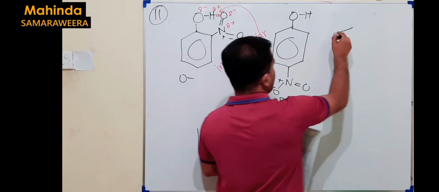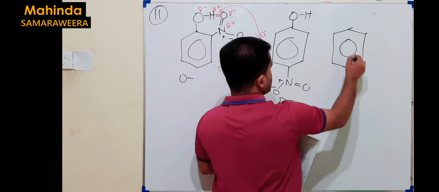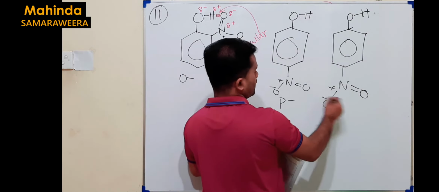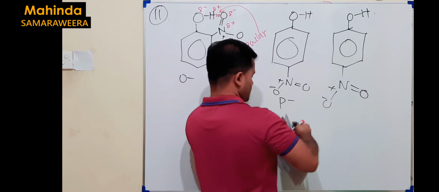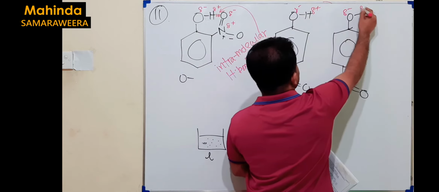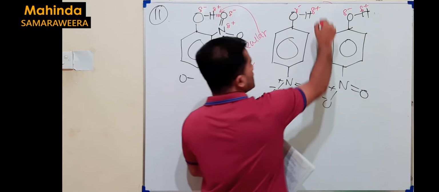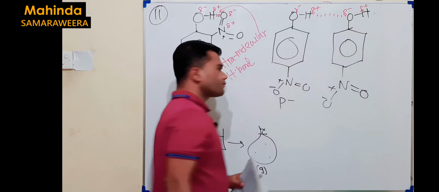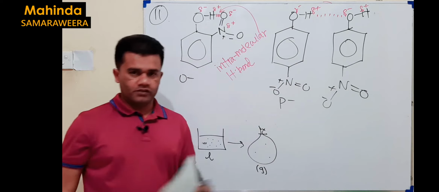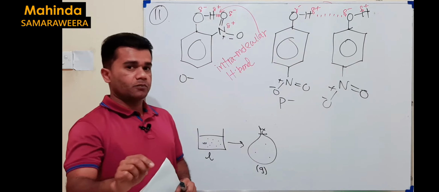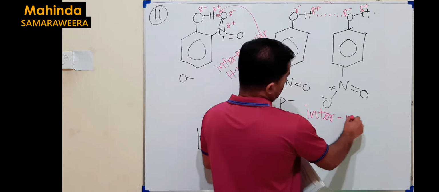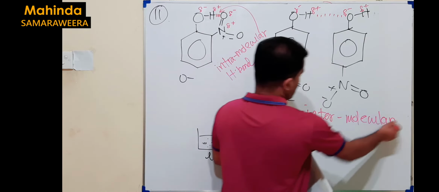So when you consider another paranitrophenol, we can understand it. This is how we get the OH group, and this is how we get the NO2 group. In this case, they can be polarized like this according to electronegativities. Now you can see there is a chance to form a hydrogen bond, but in this case it's between two molecules. So that's called an intermolecular hydrogen bond.